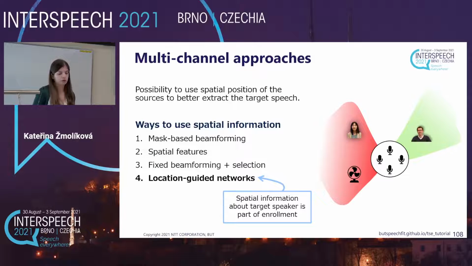Finally, I will also talk about location-guided networks. Again, this fourth approach is different from the first three ones because it also assumes having some spatial information about the target speaker as part of enrollment. So we know the position of the target speaker, or at least approximately we have some information about the position of the target speaker.